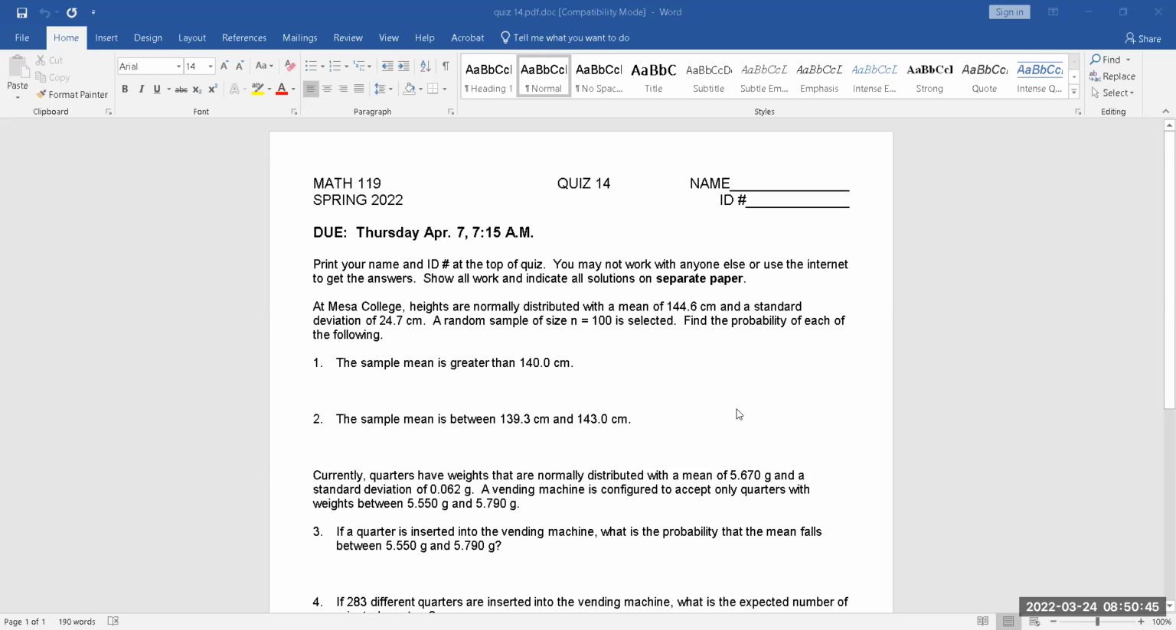Negative 0.01. Well, tell me what you did to calculate. 140.0 minus 144.6 divided by 24.7 over the square root of 100. Beautiful. Now it's on you to make sure you enter it in your calculator correctly. Now, what did you get? Negative 1.86. Negative 0.0186. Well, sounds like there's disagreement. Oh, I got negative 1.8. Is it 1.8 or 0.18? It's 0.0186.